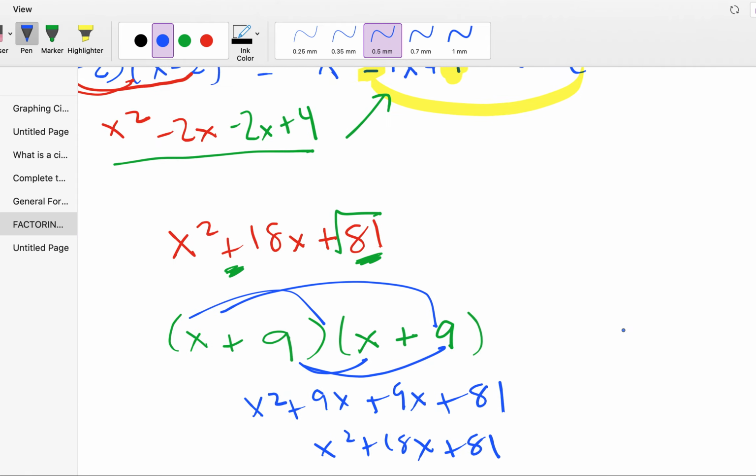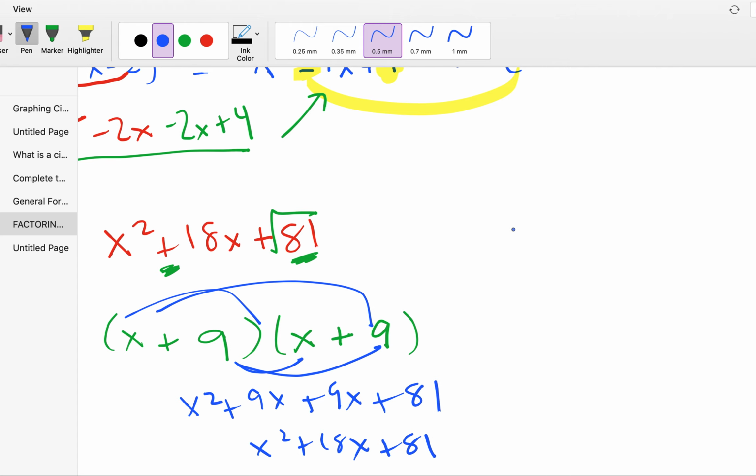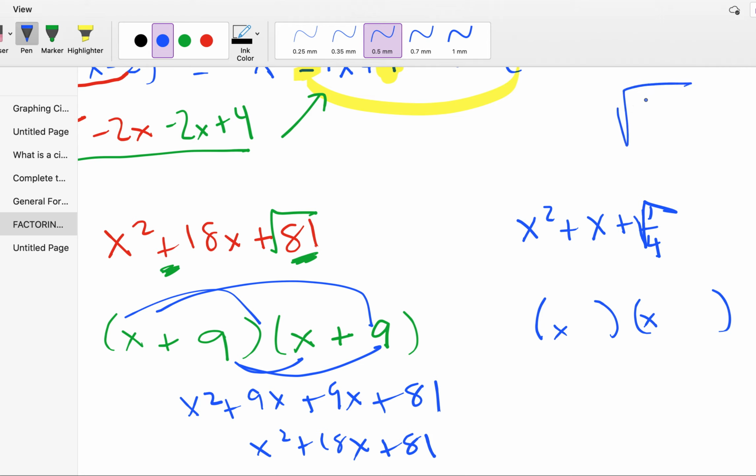X squared plus 18x plus 81. Now we can even do this with a fraction. It's just something you need to be a little bit more careful with. We can take x squared plus 1x plus 1/4. And right, we can take the same idea. We're going to have x and x. Well, what's the square root of 1/4? Square root of 1/4 is the same as square root of 1 over square root of 4, which is 1/2. So we know it's going to be 1/2.